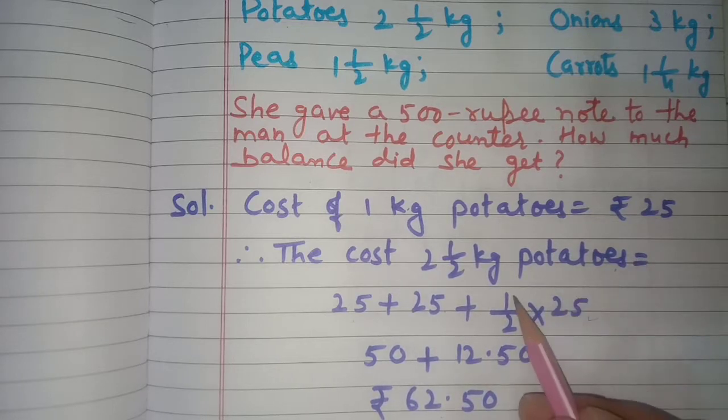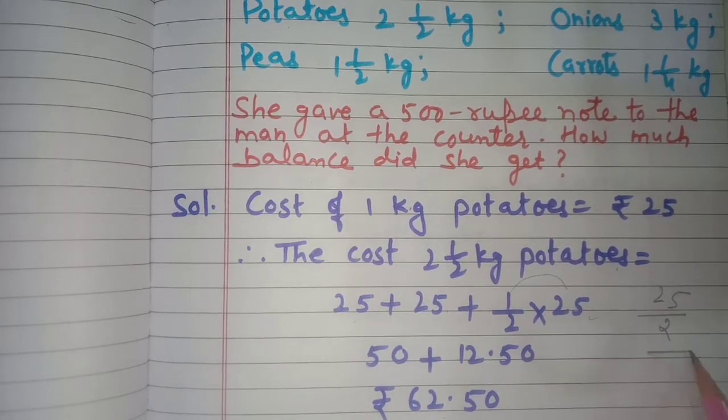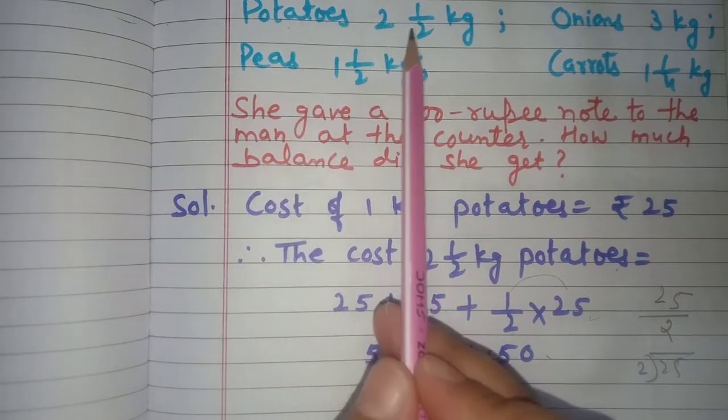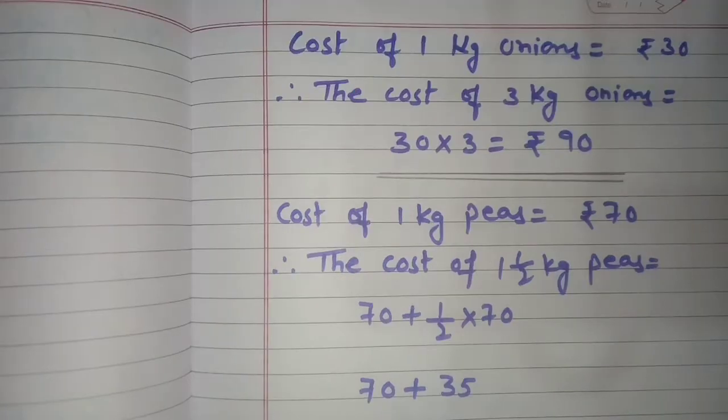What you can do, you can write 25 and then divide it by 2. And you can use the long division method as well. And after dividing, you will get rupees 12.50. When you add these two amounts, you will get rupees 62.50. It means she bought 2.5 kg potatoes for rupees 62.50. Then next she bought 3 kg onions.